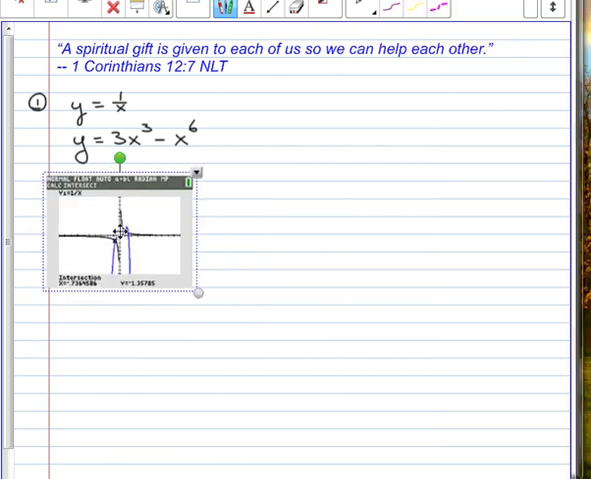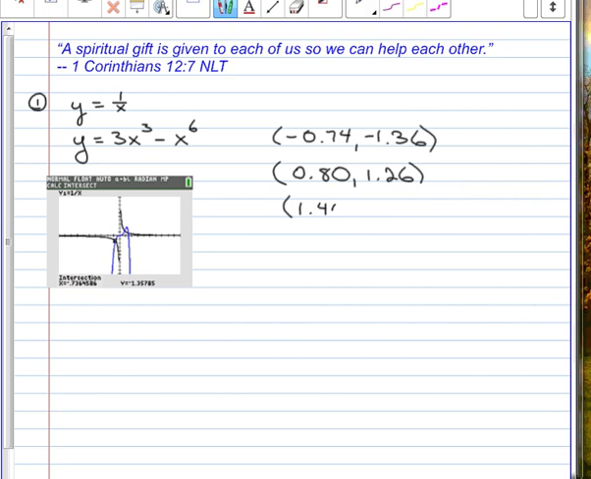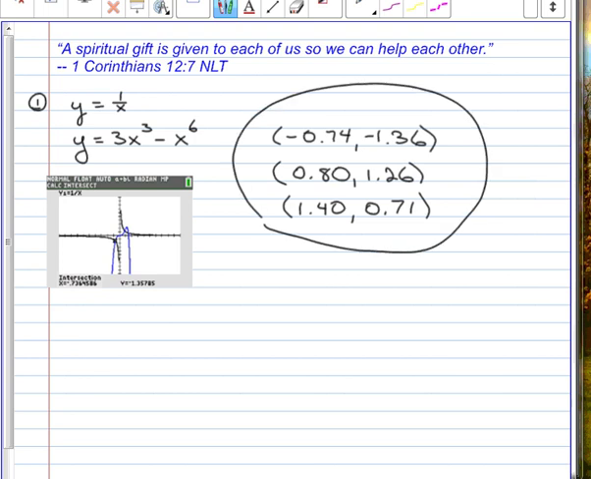So as promised, I'll find the first one. Negative 0.74 and negative 1.36. Don't you draw a graph? No, we don't have to draw a graph on this. What's the next one? 0.80, 1.26 and 1.40. Oh, yeah, you're right. 0.71. Solve graphically. Write those answers.